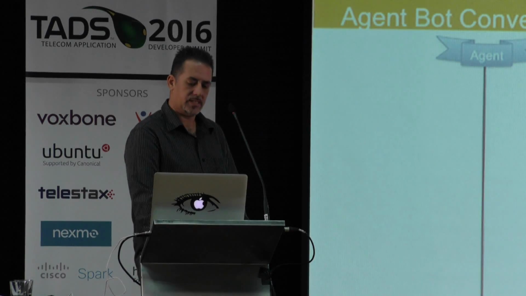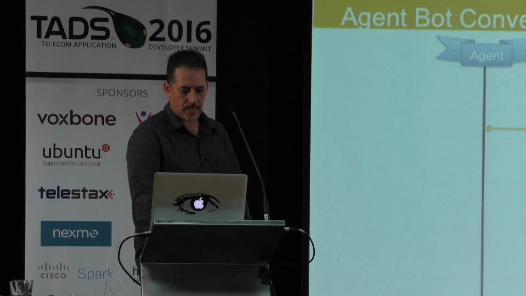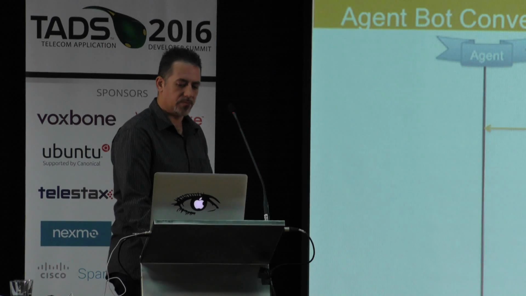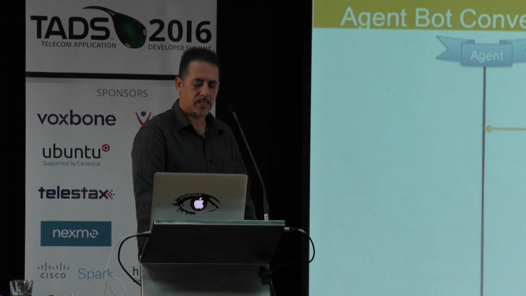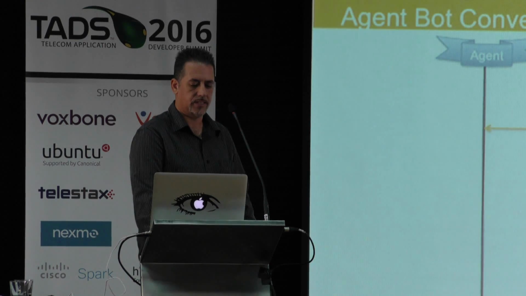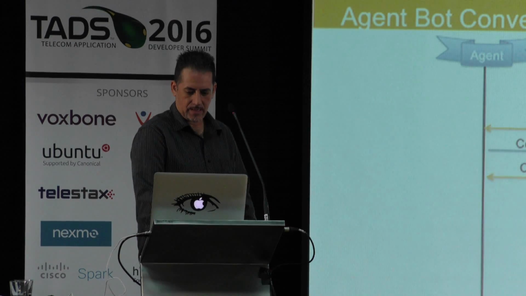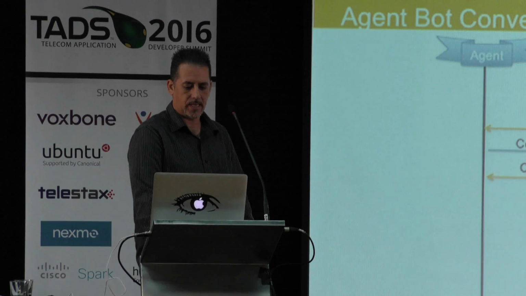Now a new conversation will start. We'll go over the conversation flow. So the consumer requests a new conversation. The server responds to the consumer that the conversation was created, and also sends a ring notification to an agent. Now the agent accepts the chat, and the conversation is updated.